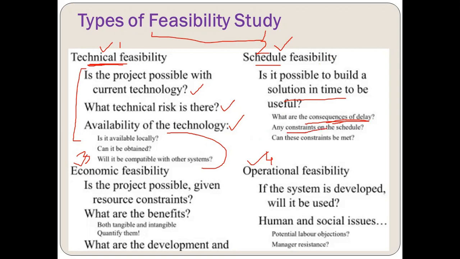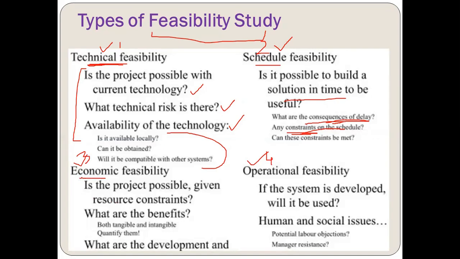Any constraints on the schedule should be defined, right? Whether you are going to meet all these constraints, or whether it is possible to meet all the constraints regarding the schedule or not. All these questions are answered in the schedule feasibility. Third one is the economic feasibility.